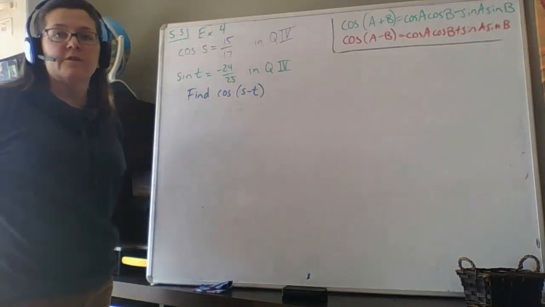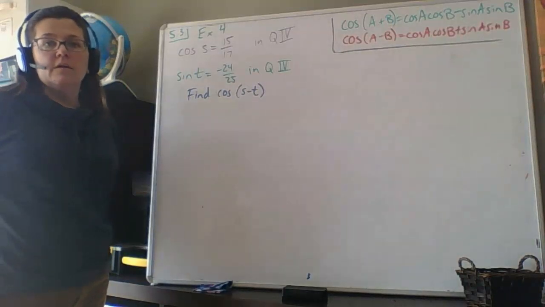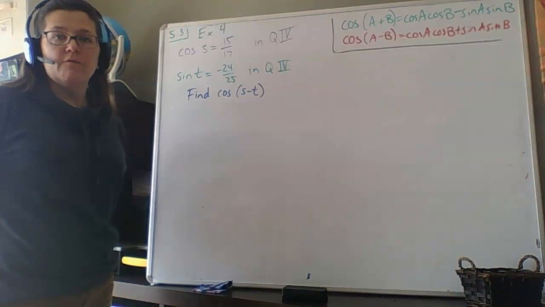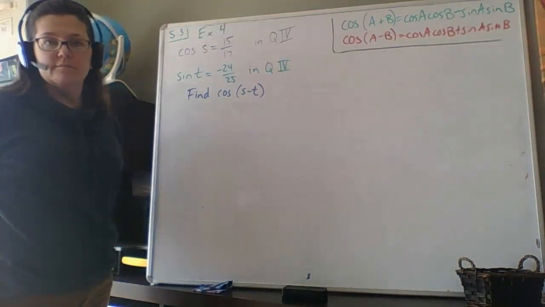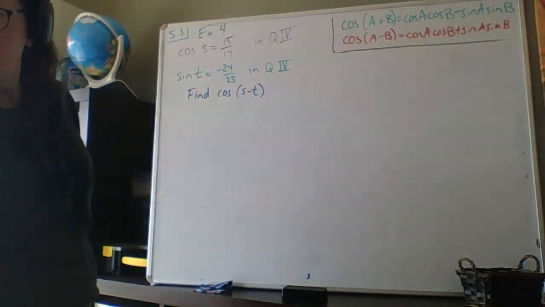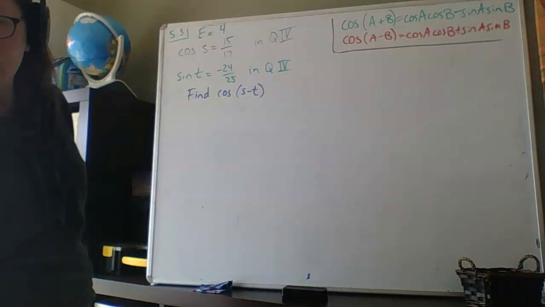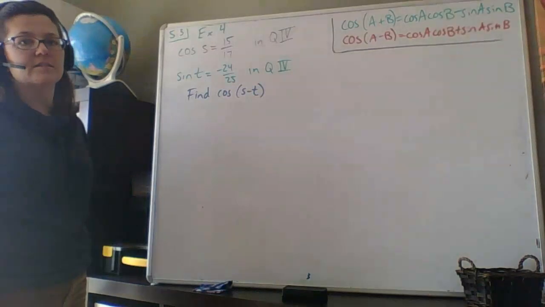Sum and Difference Identities for Cosine. We are going to work on example 4. Suppose that cosine S equals 15/17, sine T equals -24/25, and both S and T are in quadrant 4. Find cosine of S minus T.